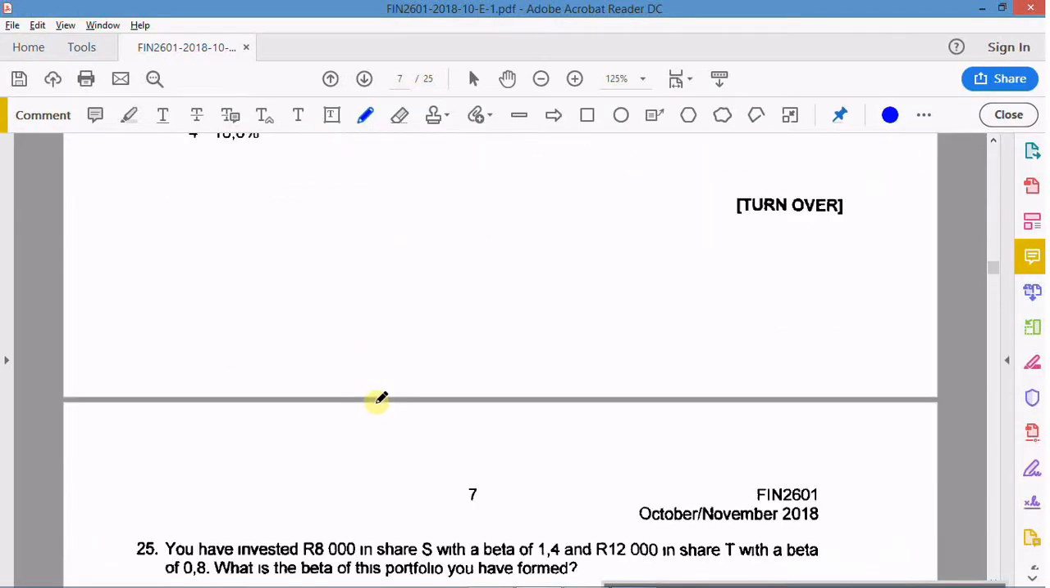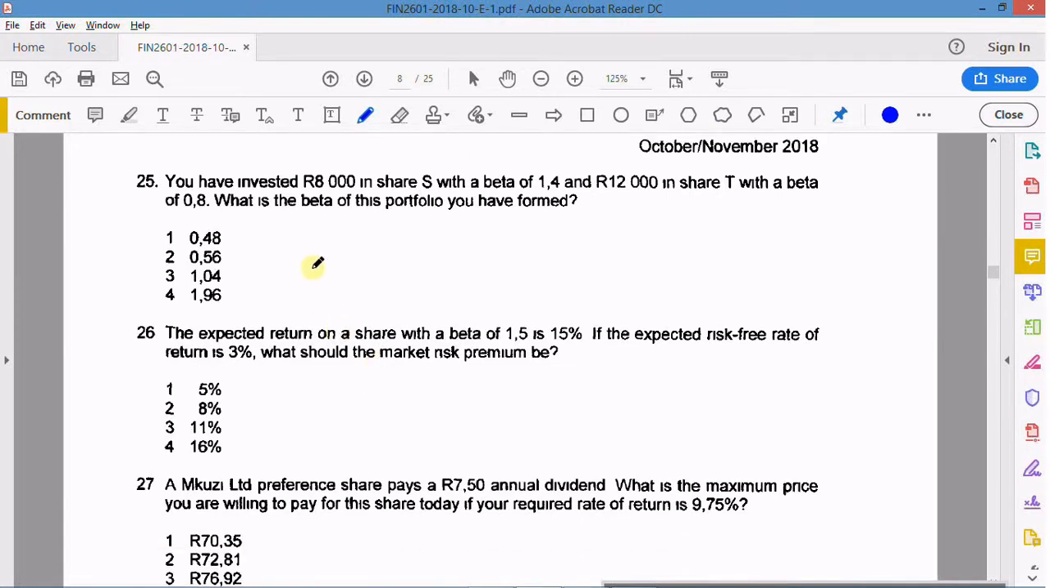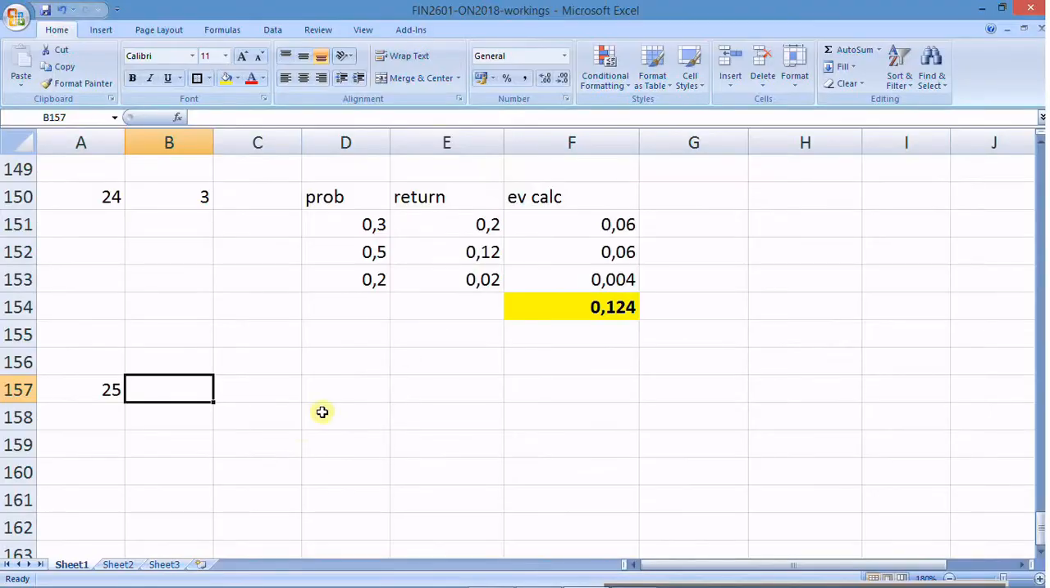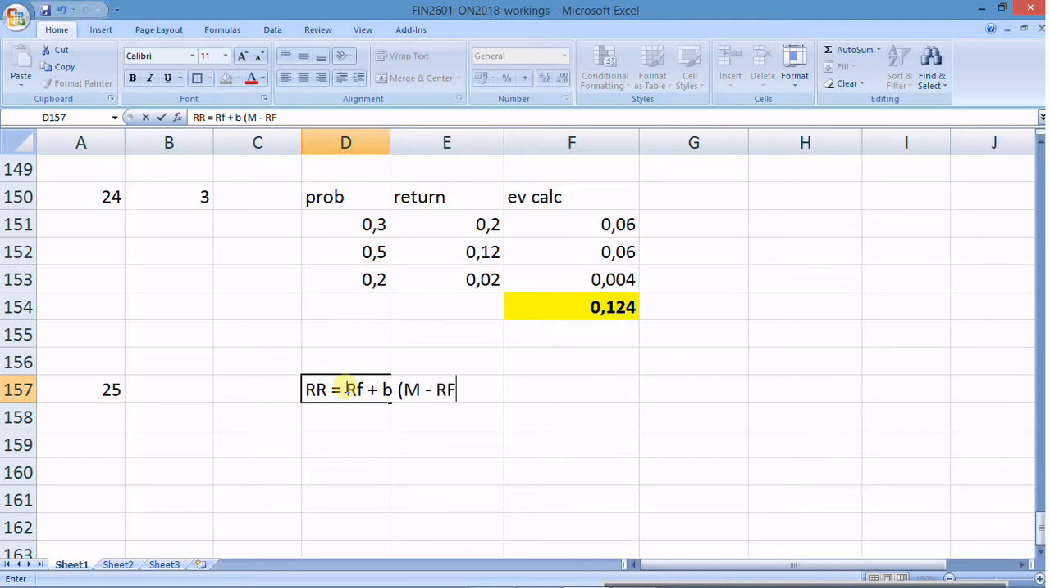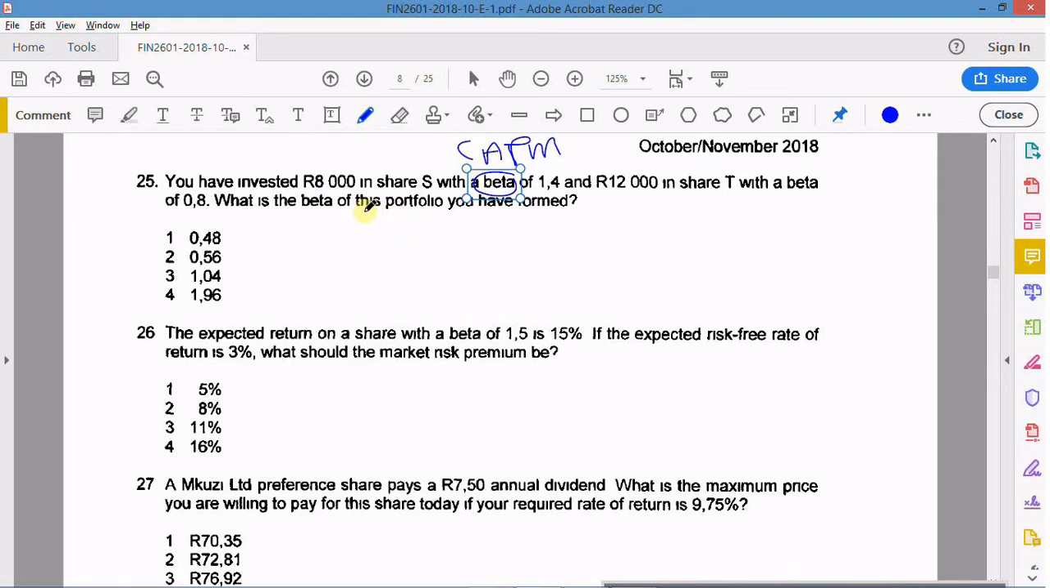You have invested 8,000 in share S with the beta of that. There's a clue. We're thinking about what? CAPM. Exactly. So when you see CAPM, you write down the formula. Required return is risk-free plus beta times the market minus the risk-free. So what do they want us to work out here? They gave us the beta. They gave us this, which is the value.